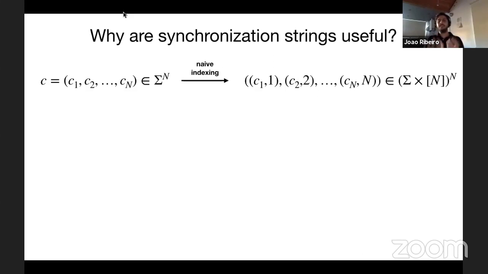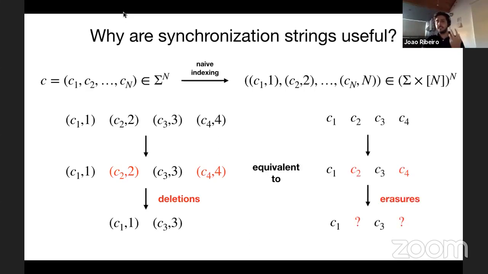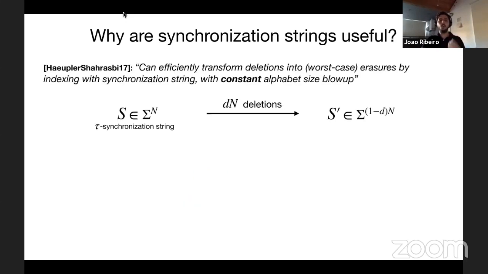Now, why does this matter? Well, it matters because if you take deletions over this blown up alphabet code word, this is equivalent in a straightforward way to erasures over the original code word. So we just transformed deletions into erasures. The problem here is that you're blowing up the size of your alphabet by log n bits, which is way too much. We don't want that. The amazing thing about synchronization strings is that they do the same, but only with a constant alphabet size blowup.